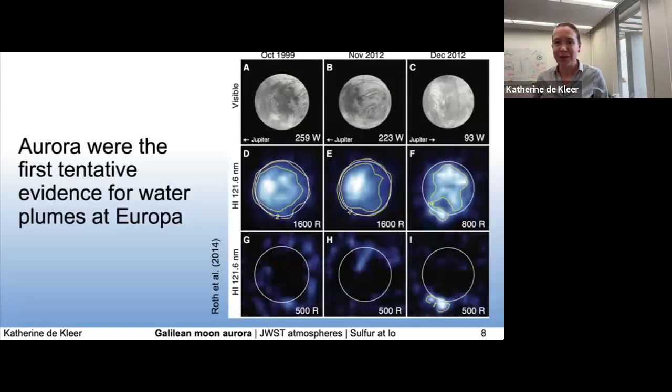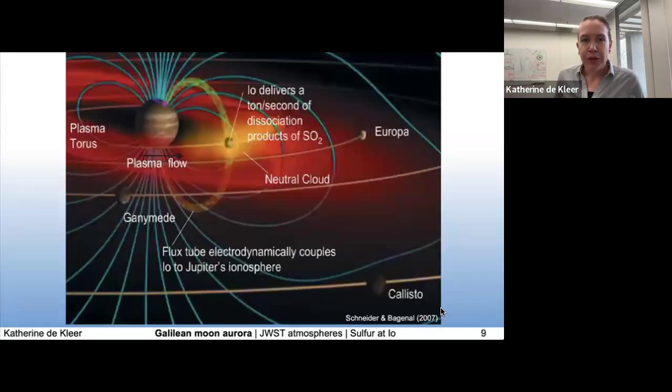Of course, from the perspective of a spacecraft mission, that's very interesting because it gives you the potential to go and directly sample. All right, so how are these aurora produced?